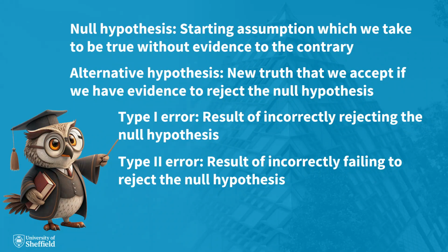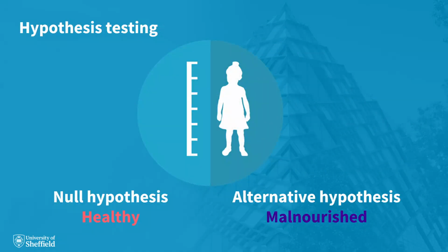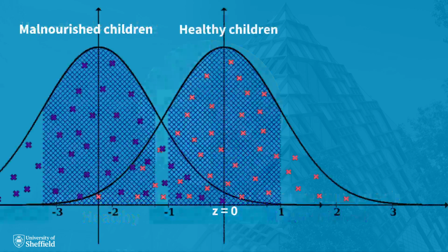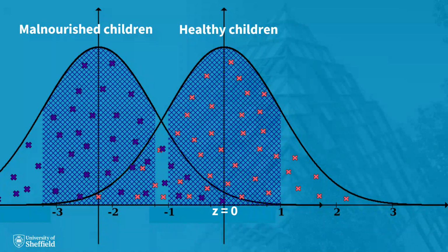Let's now take this model out of the courtroom and apply it to the issue of stunting. If we take a child and all we know about that child is the height for age Z-score, how do we decide whether or not that child is stunted? How do we test the null hypothesis that the child is healthy and not stunted against an alternative hypothesis that the child is stunted? In other words, how do we decide whether the child is one of the red crosses and comes from the distribution of healthy children, or is one of the purple crosses and comes from the distribution of malnourished children?